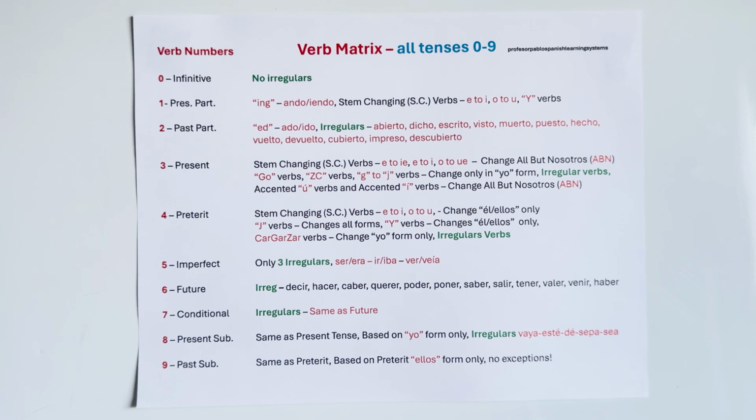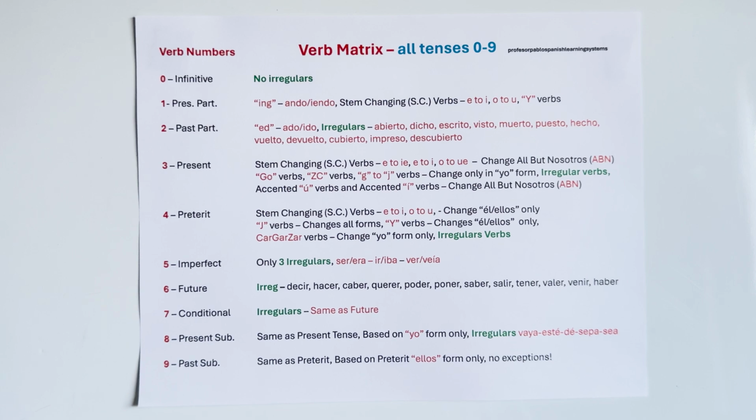We're going to find out that our changes for stem changing verbs in the preterite, unlike the present, now they change in the él and ellos form. In the present tense, when we have a stem changing or an accented U or an accented I, hey, they change in all but nosotros. So let's go back to the preterite. We did a couple of examples. Well, let's do a second one.